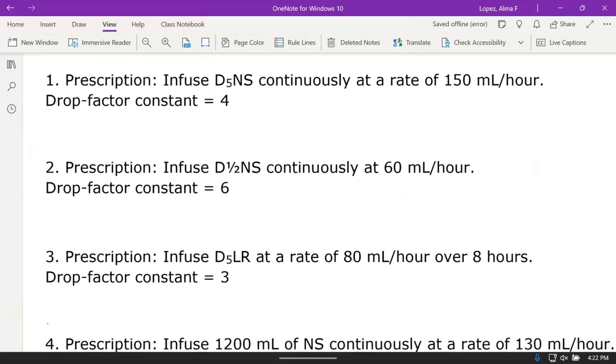It says the prescription is to infuse continuously at a rate of 150 milliliters per hour with a standard drop factor of 4. So if you take the 150 milliliters per hour and divide by the standard drop factor of 4, all you have to do is put it in the calculator. It's 150 divided by 4. That's going to give us 37.5 drops per minute. It's just a different form of our infusion rate formula.